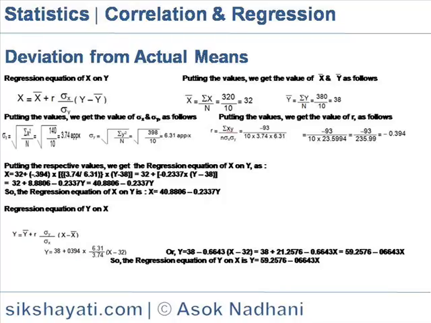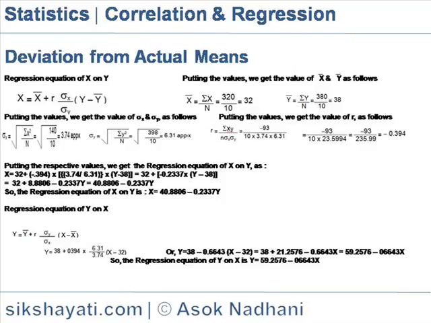Now we get the values of sigma x and sigma y. Sigma x is equal to square root of sigma x square by n is equal to square root of 140 by 10, where sigma x square is 140, is equal to 3.74. Similarly, we get sigma y is equal to square root of sigma y square by n is equal to square root of 398 by 10 is equal to 6.31.